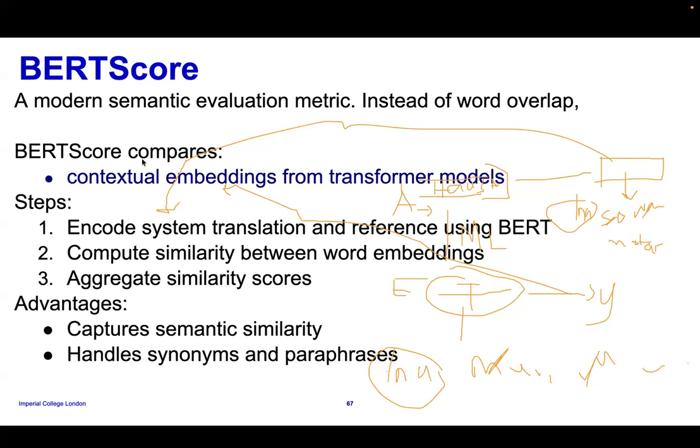We also have another one. You can see here, contextual BARTScore compares contextual embeddings from a transformer encoder: it encodes the system translation and the reference using BART, then computes the similarity and aggregates the similarity score. Its advantage is that it handles synonyms and paraphrase. For example, Muradi and Inaso are just synonyms, so BERTScore will consider them the same and say these sentences are correct.